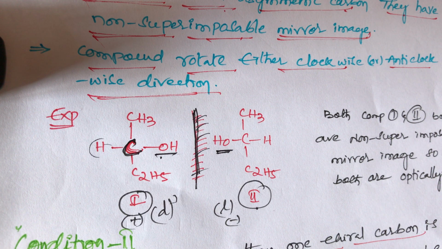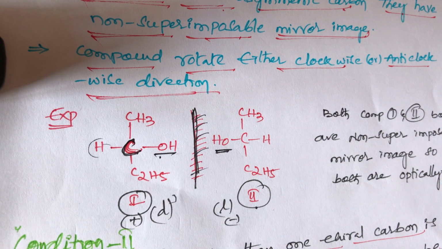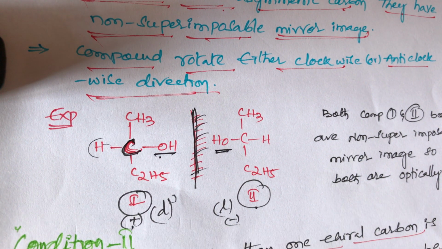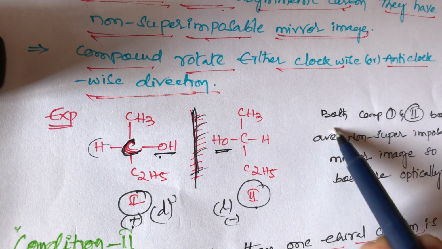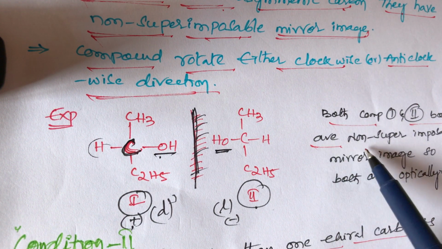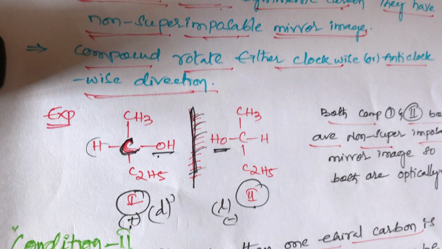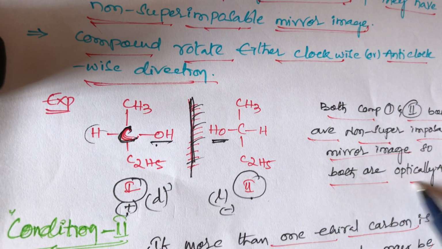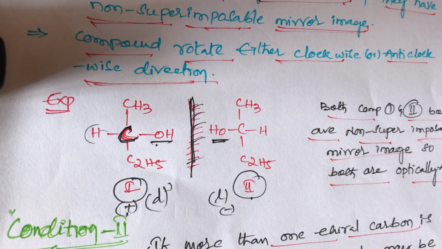So both compound 1 and compound 2 are non-superimposable mirror images. So both show optical activity. These both compounds are optically active, students. Both compounds 1 and 2 are non-superimposable mirror images, so these are the conditions for optical activity.